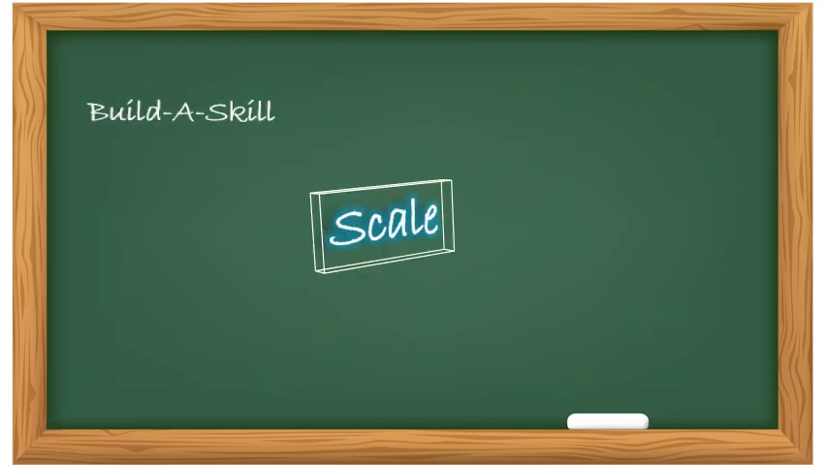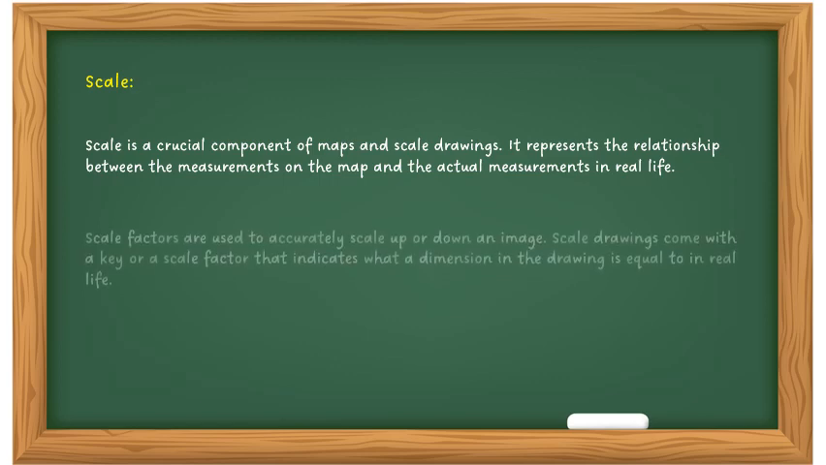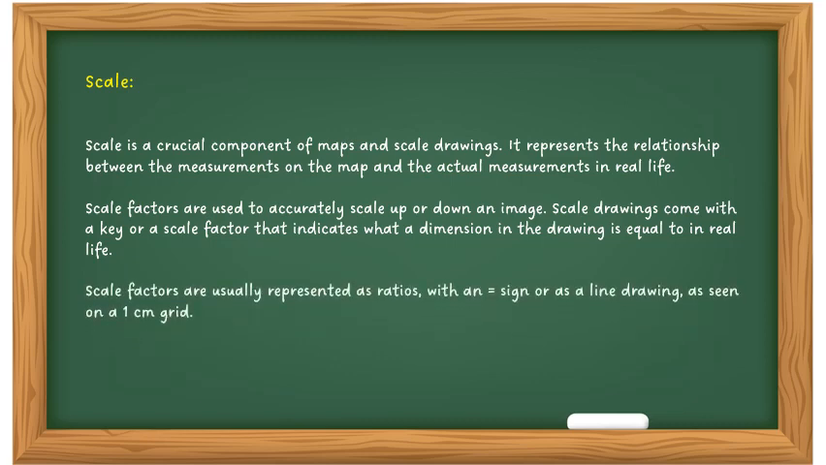Now let's move on to scale. Now scale is a crucial component of maps and scale drawings. It represents the relationship between the measurement on a map and the actual measurements in real life. Now scale factors are used to accurately scale up or scale down an image. Scale drawings come with a key or a scale factor that indicate what dimensions in the drawing are equal to in real life. Okay, scale factors are usually represented as ratios. So here's our old friend ratios again, with an equal sign or as a line drawing as seen on a 1 centimeter grid.